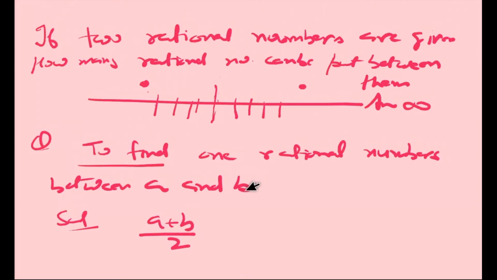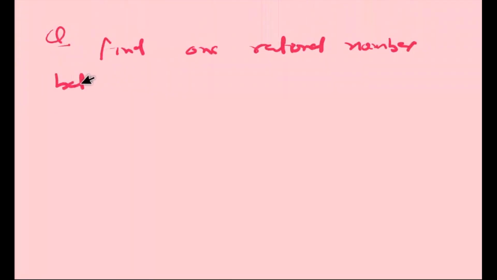Okay, so here the question is: put one rational number, or three rational numbers, or more than three rational numbers. So now, using this formula, the question is: find one rational number between 2 by 3 and 4 by 5.